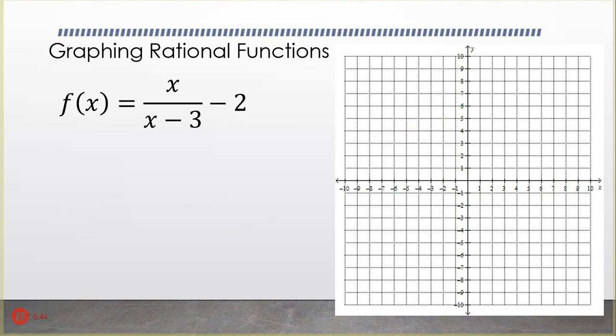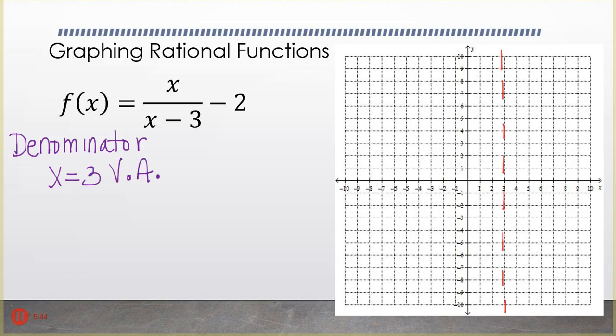So now let's move on to example 2. This one is not in quotient form because of this minus 2. So we're going to do this one just a little bit differently. We're still going to look at our denominator for our vertical asymptote. So when I set the x minus 3 equal to 0, I get x equals 3. So let's draw in that vertical line. And this is my vertical asymptote.